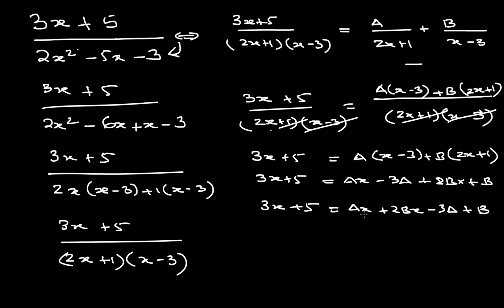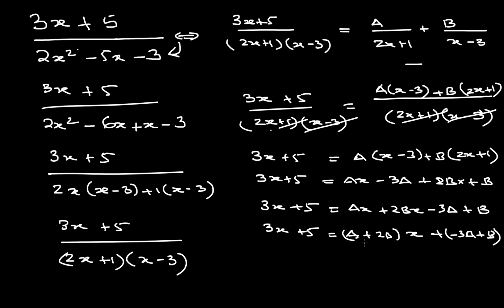Okay, you notice that? So now here I can say 3x plus 5 equal to this one. You notice that we can factorize x plus 2b x. Then this, I'll maintain it just the way it is, because there's a plus here. So I'll say plus, then I'll put this inside the brackets. I'll say minus 3a plus b, just like that.